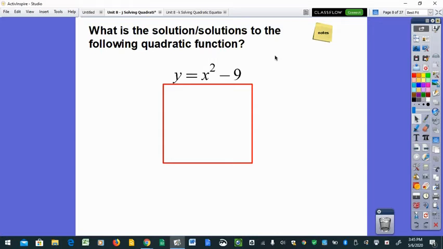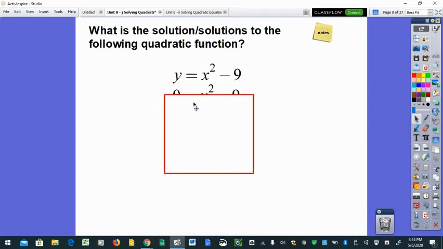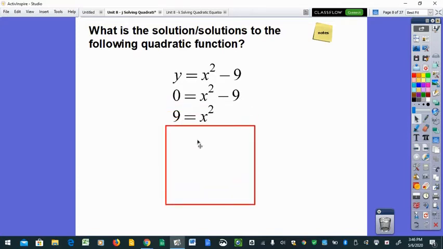In order to do that, we're going to substitute a 0 in for y. Y equals 0 is the x-axis. So the y is going to leave the equation and 0 is going to go in. And we now have an equation with one variable. We're going to solve this for x squared. So the first thing we're going to do is add 9 to both sides. And we've come to this point.